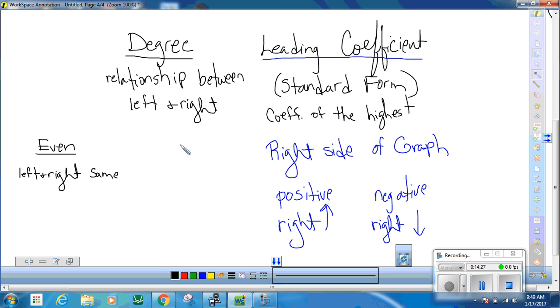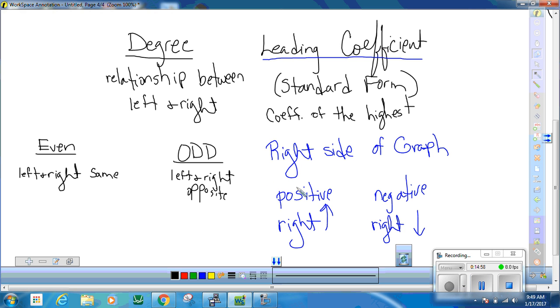If, however, the degree is odd, then we know that the left and right arrows are opposites of one another. So that means if right is going up, then left is going down. If right is going down, then left is going up. And so this is why you can see it doesn't exactly, point blank, tell you what the left arrow is doing, but it tells you how the left arrow relates to the right arrow.